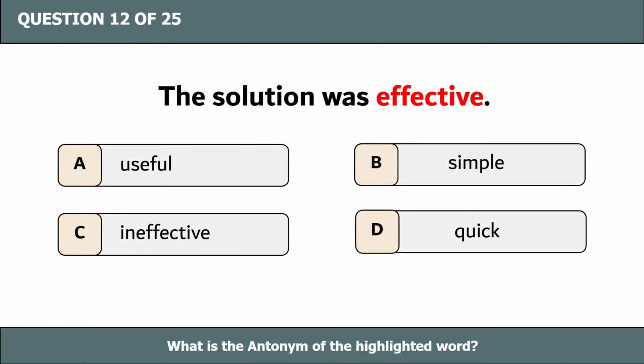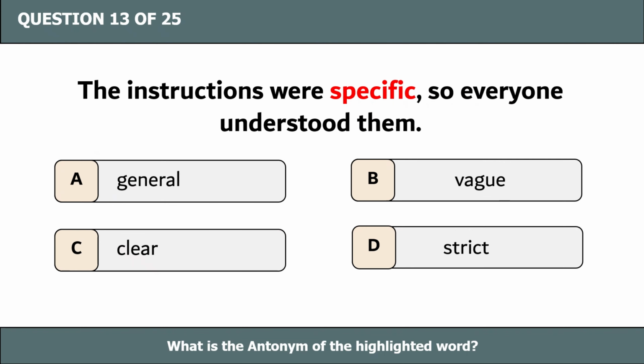Question 12. The solution was effective. That's right. The correct option is C. Ineffective. Question 13. The instructions were specific, so everyone understood them. The correct option is A. General.